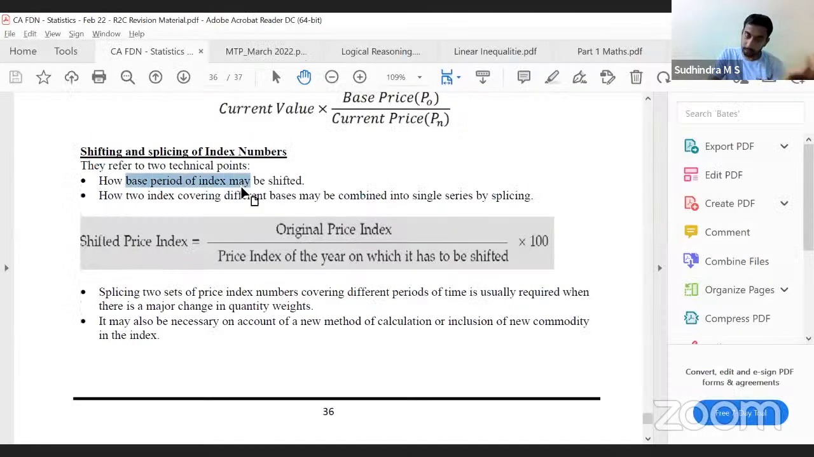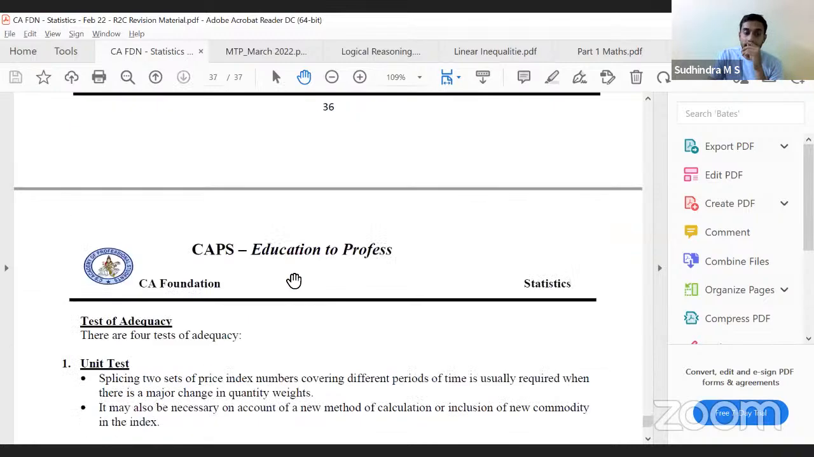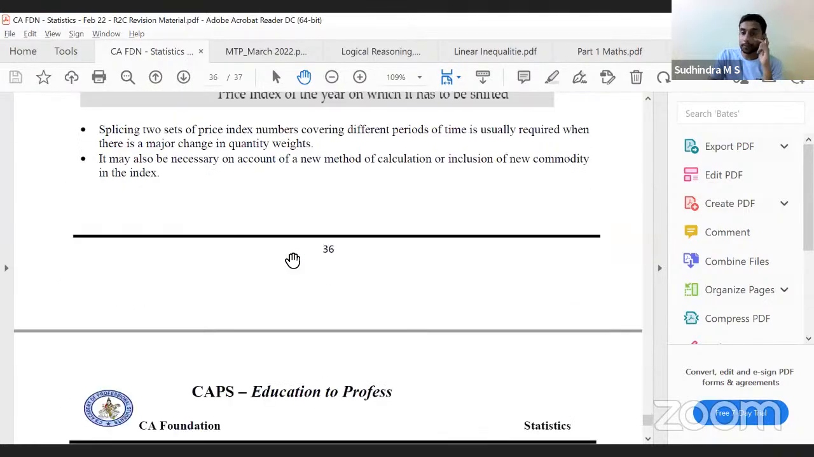Shifting is when the base period itself is shifted. Splicing is when two sets of index numbers are combined. Okay, so that is shifting and splicing.